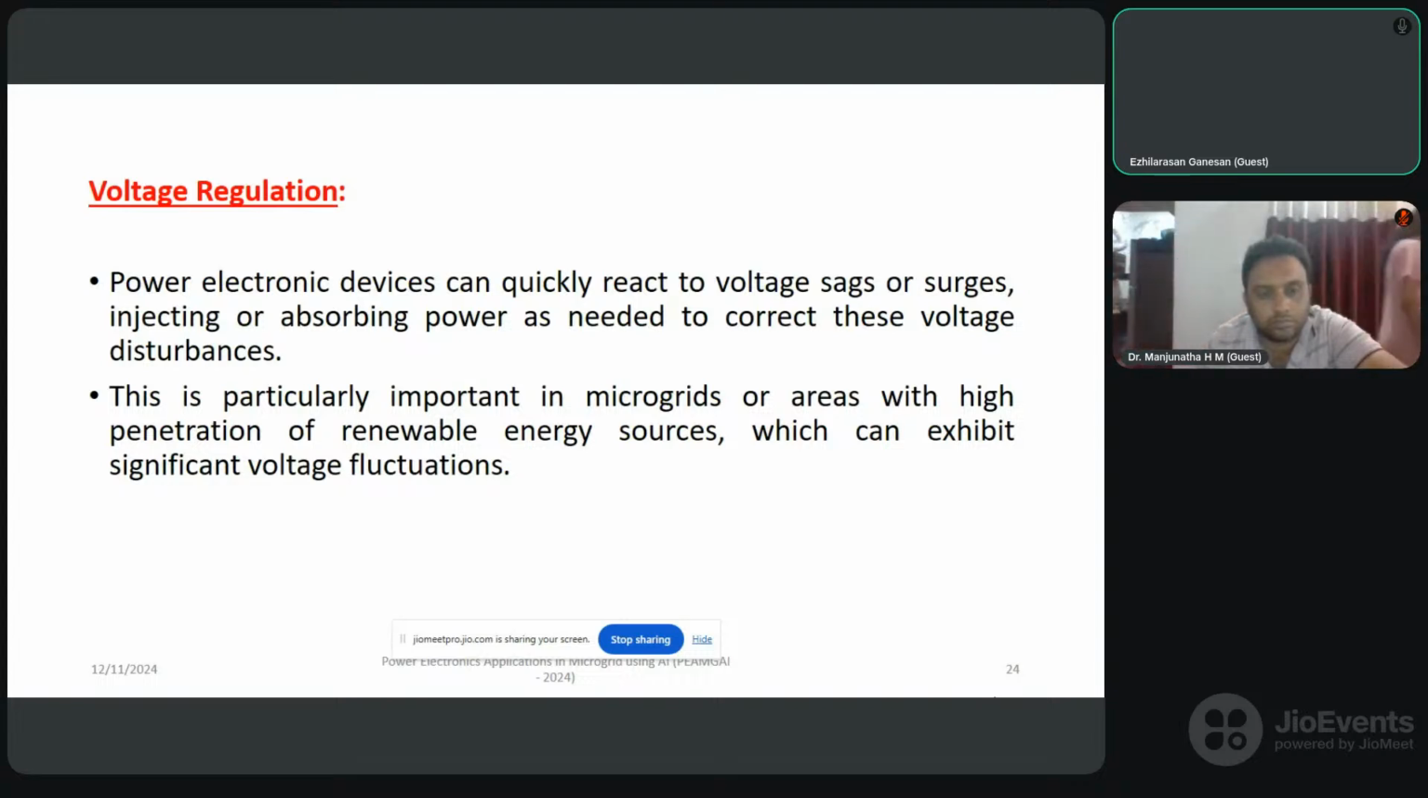This is particularly important in microgrids or areas with high penetration of renewable energy sources, which can exhibit significant voltage fluctuations. So renewable energy sources, wind energy, solar energy are all what? They are worst fellows. They are highly unreliable sources of power. Not like a nuclear power plant, which will either work or not work, binary. With wind power stations and solar power stations, we don't know when the generation will rise, when the generation will fall. It doesn't depend upon us. It all depends upon nature.